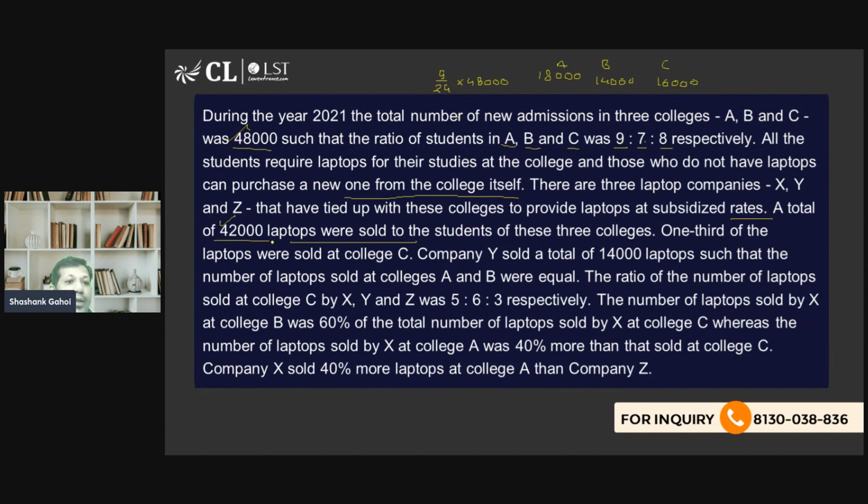One third of the laptops were sold at college C. So one third of 42,000 is 14,000 sold at C. So in C, there were 16,000 students, and out of 16,000, 14,000 bought. It means 2,000 people did not buy any laptop. Company Y sold a total of 14,000 laptops. And a lot of other conditions are given.